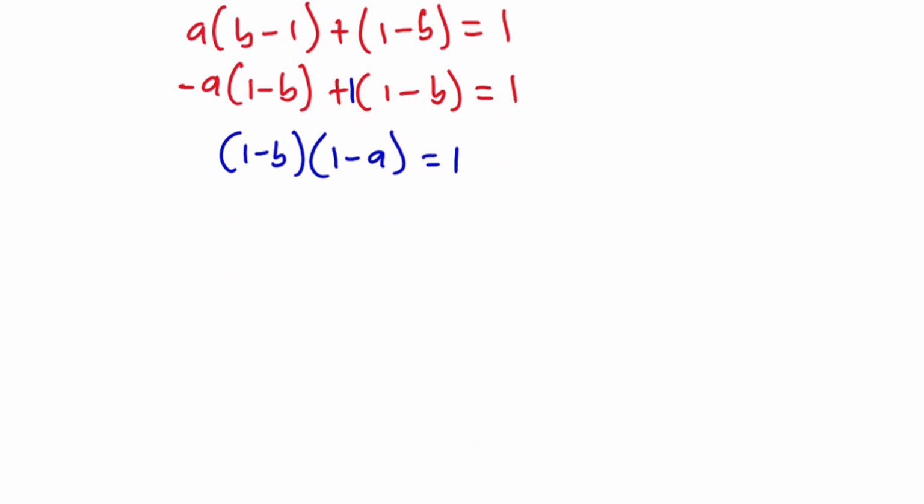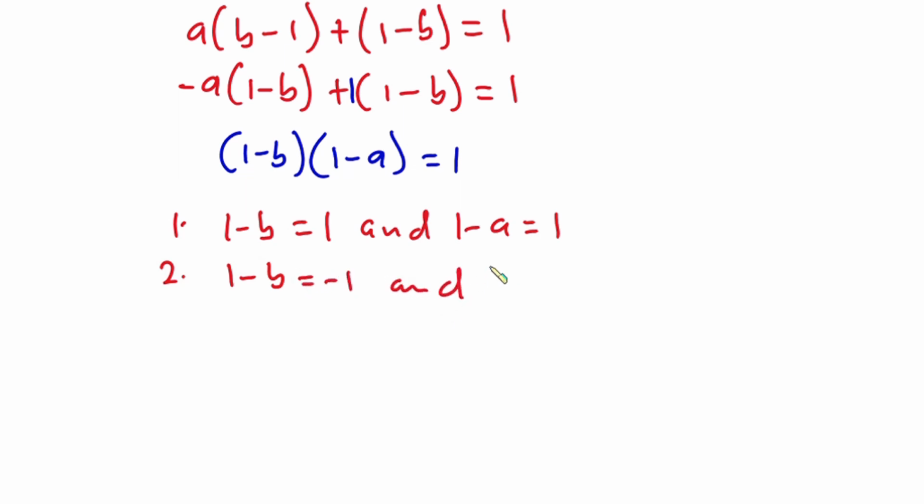Now think about it this way. If here were to be, let's say, 0, then we can say that 1 minus b is equal to 0, or 1 minus a is equal to 0. Now here is the case we have here to be 1. So what do we do? Well, let's consider two cases. The first case is 1 minus b is equal to 1, and 1 minus a is also equal to 1. Then the second case, we will say that 1 minus b is equal to negative 1, and 1 minus a is also equal to negative 1.